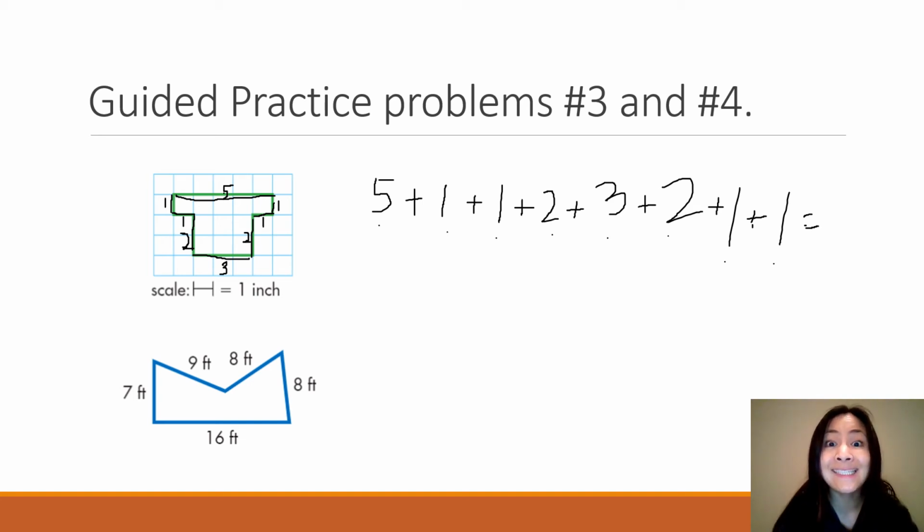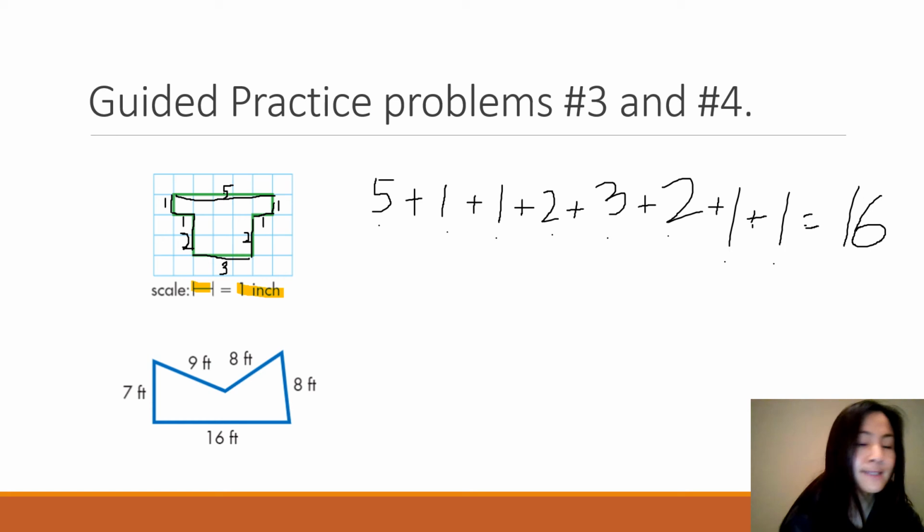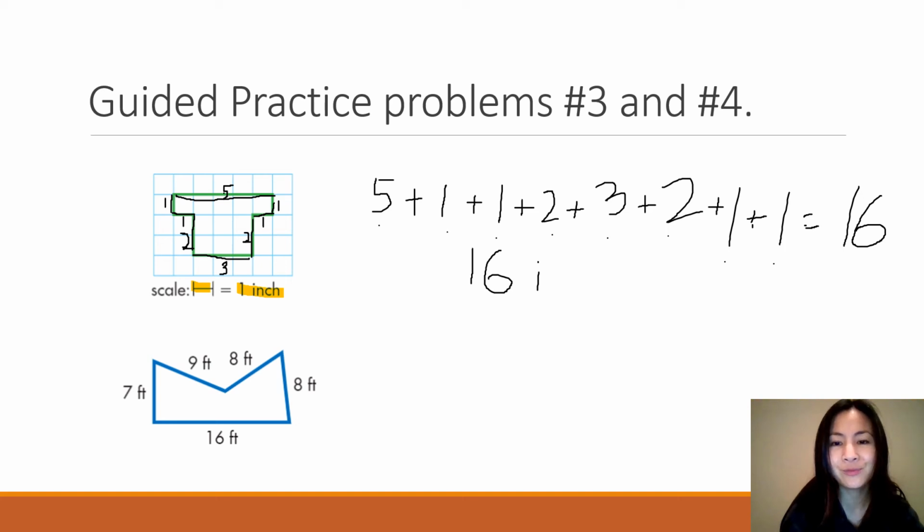Did you get 16? Okay, so 16 is the sum of all those add-ins. And since, as you can see here, the scale is 1 unit equals 1 inch, we are going to write our final answer. Perimeter is 16 inches. So go ahead and write that in your workbook too.